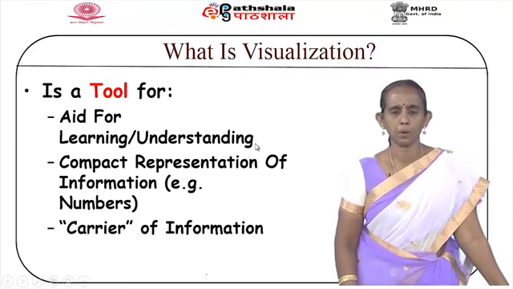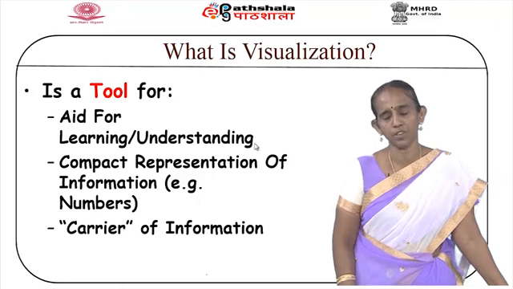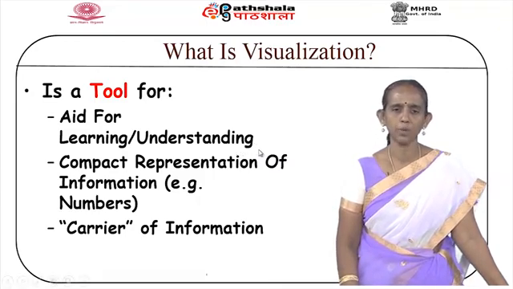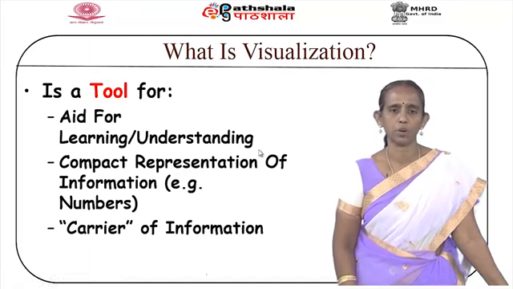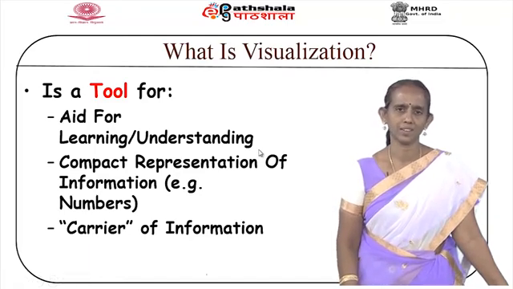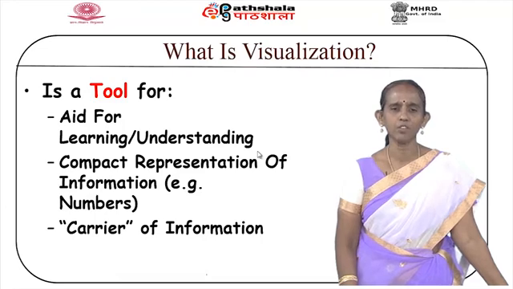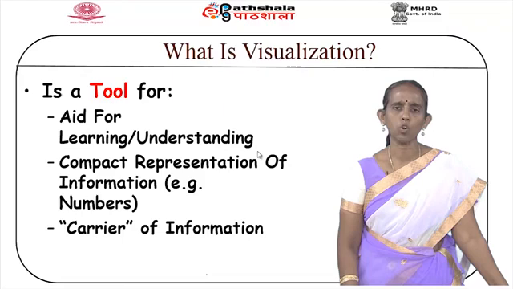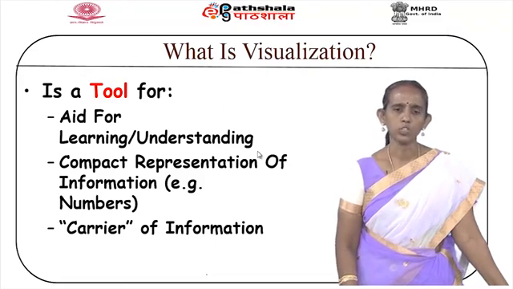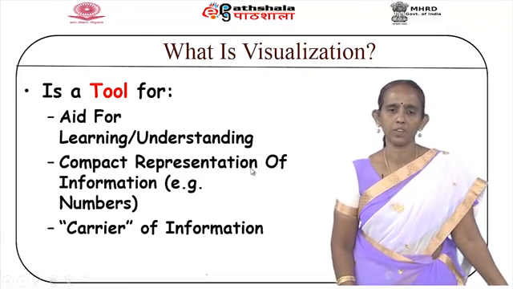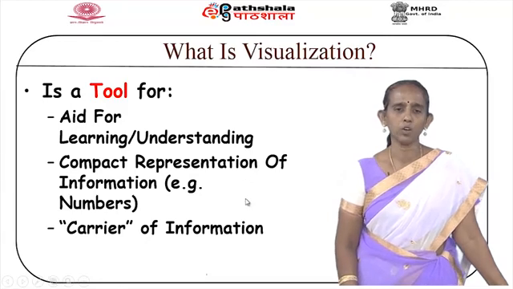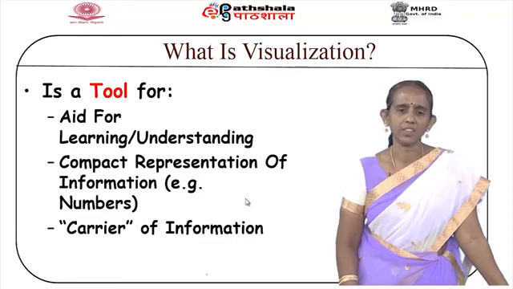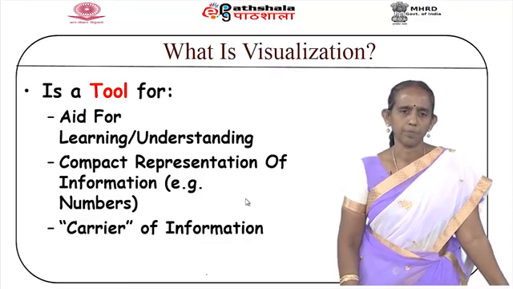It is a compact representation of information, for example numbers. Instead of representing the numbers in a numerical format, it is possible for us to represent the numbers in a graphical format so that it is easier for the user to understand what it represents. We can also call visualization a tool which carries the information along with it. That's why it is called a carrier of information.